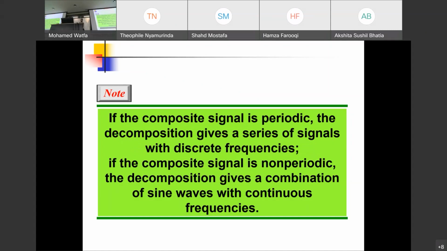To be more specific, if my composite signal is periodic, then the decomposition will give me discrete frequencies. So one more time, if I have a composite signal that is periodic, it has a period, it's repeating itself, then when I decompose it, I will get discrete frequencies. Now, if my composite signal is not periodic, all over the place, then the decomposition will give me sine waves with continuous frequency. It will not be discrete like this. It will be continuous. Very, very interesting.